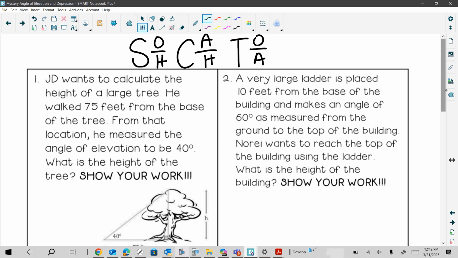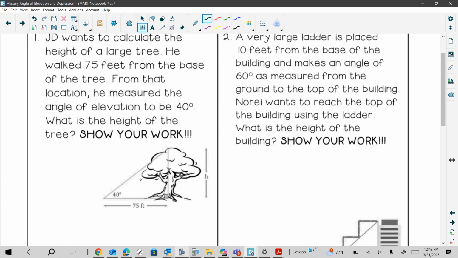They've given you the scenario, and it wants to know the height of the tree, show your work. In this problem, they've already labeled the height of the tree as your h, or you can make that your x. It doesn't matter, but we know this is our height, the unknown. They gave us the angle, and they labeled the 75 feet from the base of the tree.